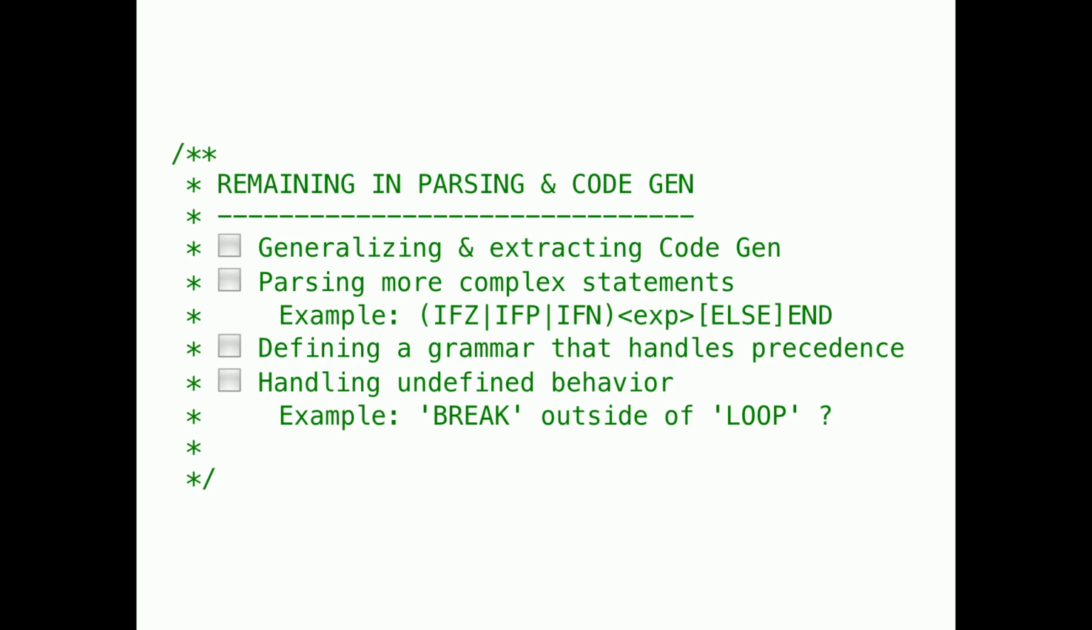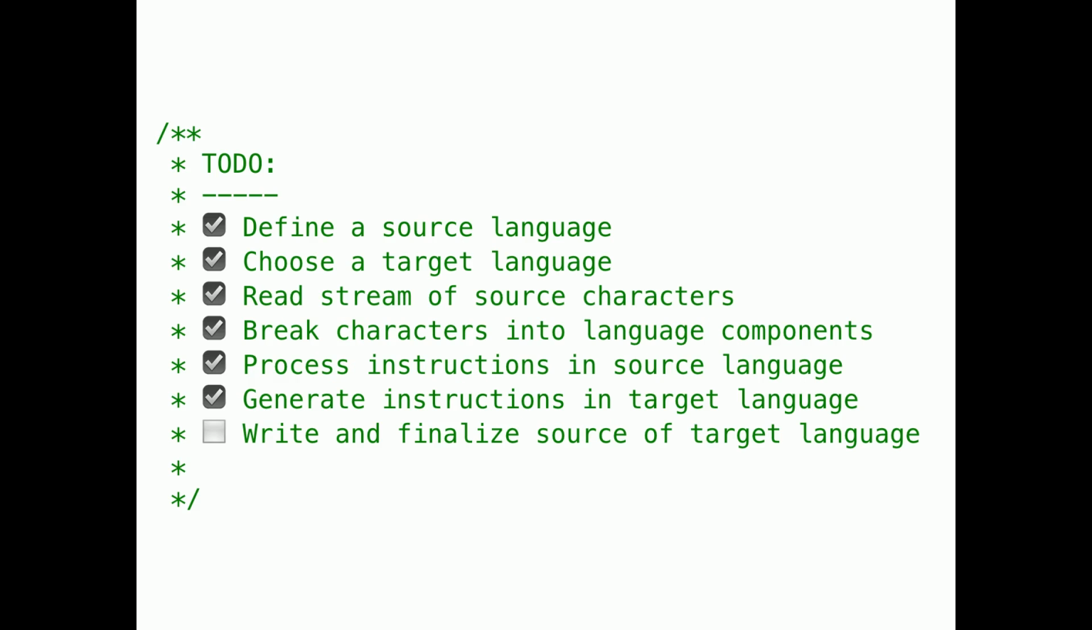There's also even some undefined behavior, even in our little Bitsy language. So what happens if the developer puts a break keyword outside of a loop statement? How does our compiler deal with that? We haven't talked about that. So again, all of these are not necessarily trivial, but hopefully they don't seem like magic. Hopefully they seem like interesting challenges that are fun to hack through.